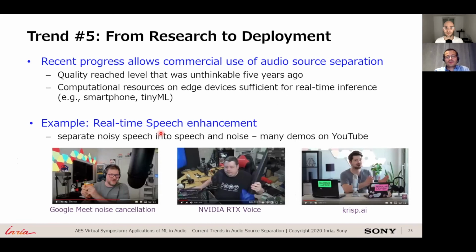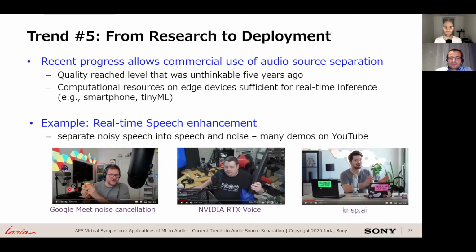Okay, so finally, the last trend is that source separation is now doing the transition from research to deployment. This is because of two reasons that we can see this commercial use of audio source separation. The first one is that the quality really reached a level that we couldn't think of 5 years ago, and also the computational resources that we have available on edge devices like a smartphone are sufficient for doing real-time inference.